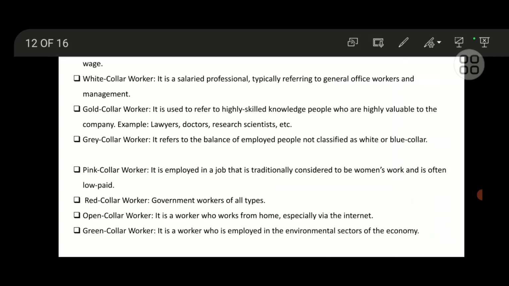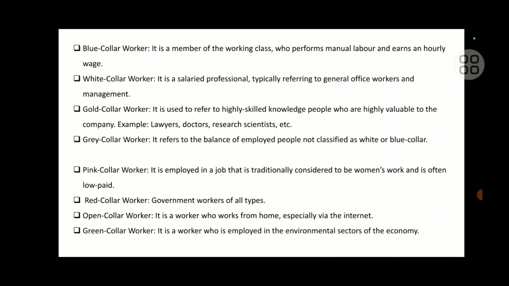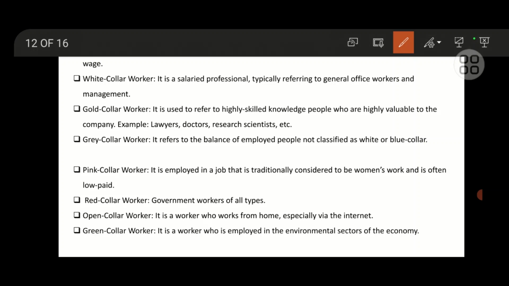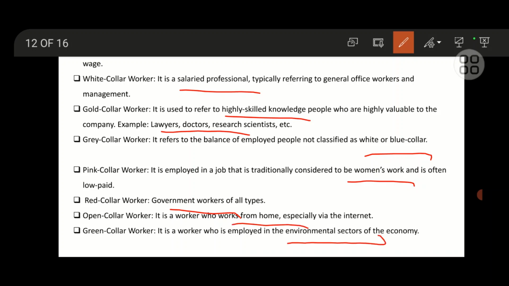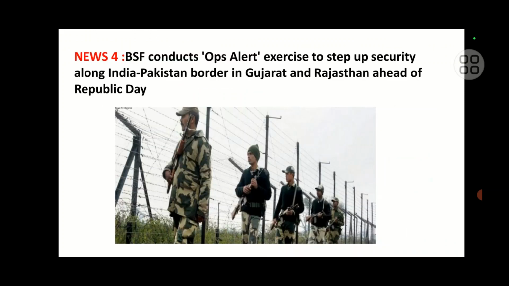For prelims, you need to know: blue collar is one who performs manual labor, white collar is salaried, gold collar is highly skilled knowledge persons like doctors, lawyers, researchers. Grey collar does not come under white and blue collar. Pink collar is a job traditionally considered for women workers. Red collar is a government worker. Open collar is one who works from home. Green collar is one who works for the environmental sector. These are the basic ideas.